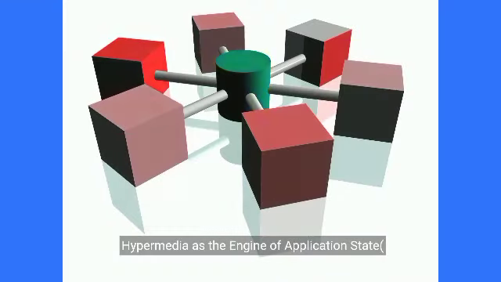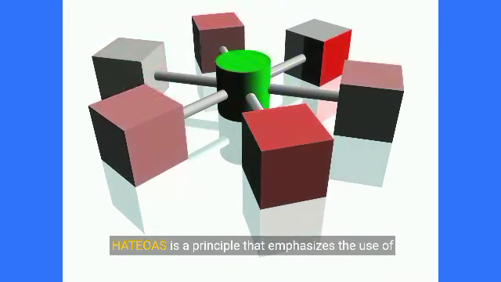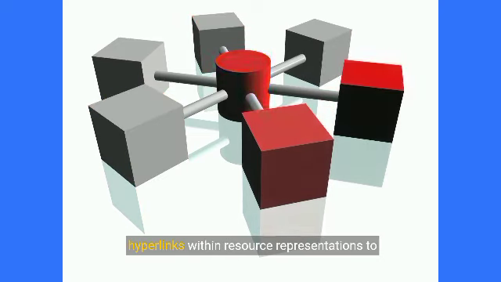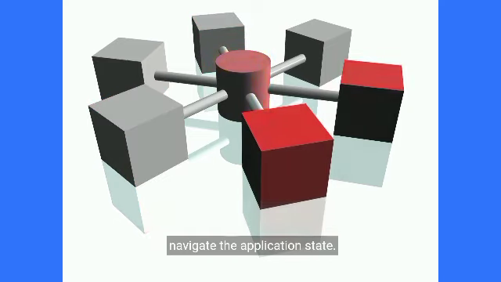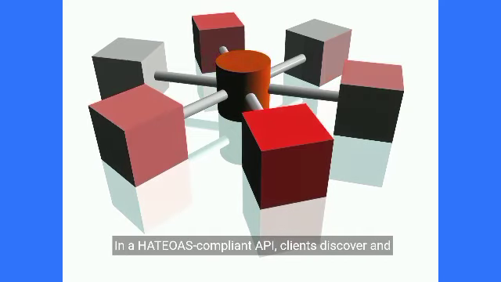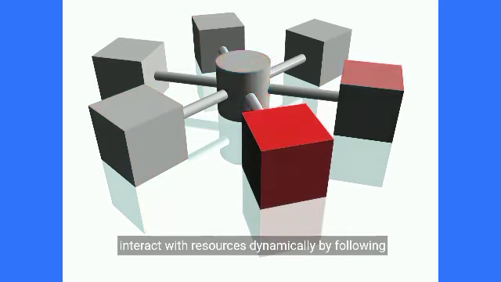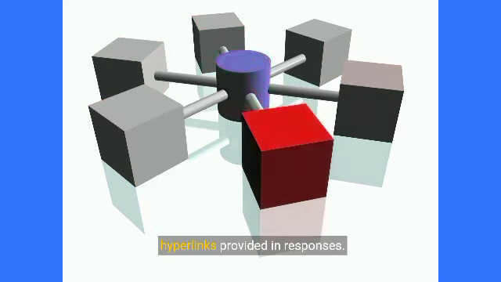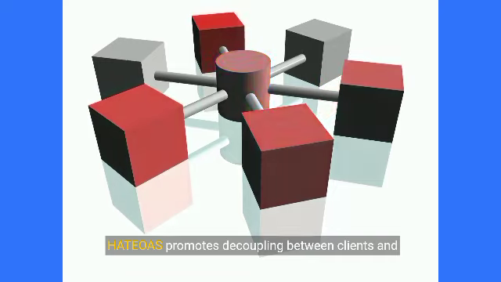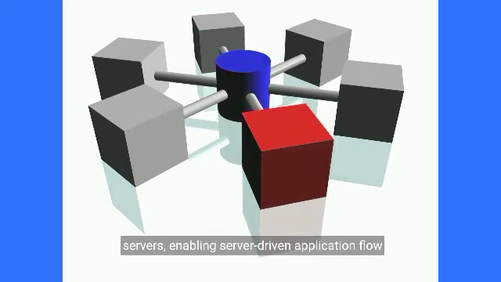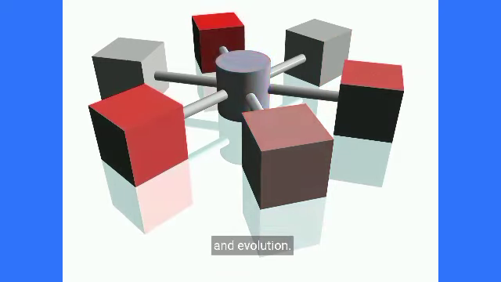Hypermedia as the Engine of Application State, HATEOAS. HATEOAS is a principle that emphasizes the use of hyperlinks within resource representations to navigate the application state. In a HATEOAS-compliant API, clients discover and interact with resources dynamically by following hyperlinks provided in responses. HATEOAS promotes decoupling between clients and servers, enabling server-driven application flow and evolution.